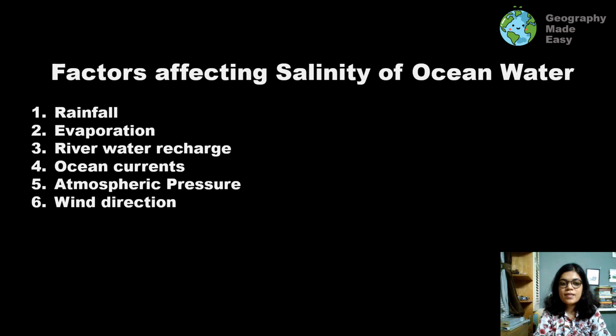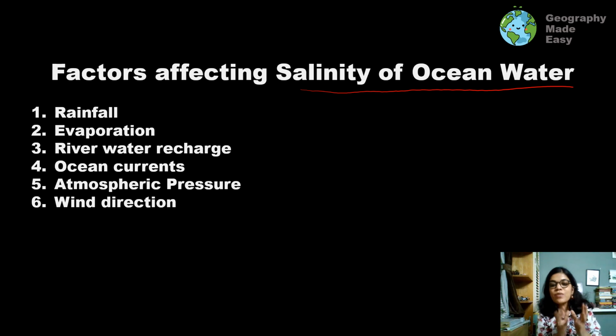Now we will be discussing the factors which affect the salinity of the ocean water. The first factor is rainfall. Rainwater is not salty, it doesn't have much salt content. If it has any, it will be very little. When rainwater falls on the seawater, it makes the water dilute. So in that case, the salinity will reduce where there is high rainfall.